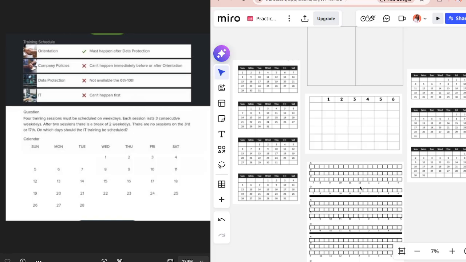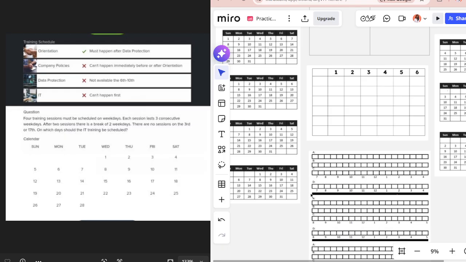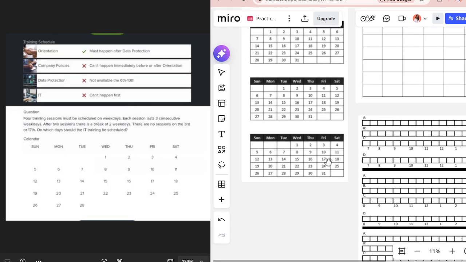The first question says that 4 training sessions must be scheduled on the weekdays. Whenever you see weekdays, it means Mondays to Fridays, excluding Saturdays and Sundays. The trainings must last 3 consecutive weekdays, meaning weekdays that follow each other. So you cannot start Wednesday and Thursday then jump to Monday. It has to be consecutive. Then they said after 2 sessions there is a break of 2 days, and there are no sessions on the 3rd or 17th. So which day should the IT training be scheduled?